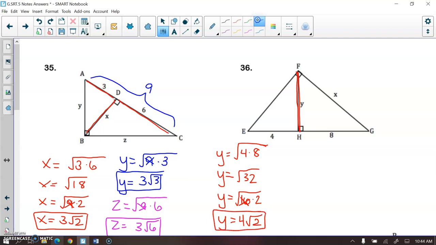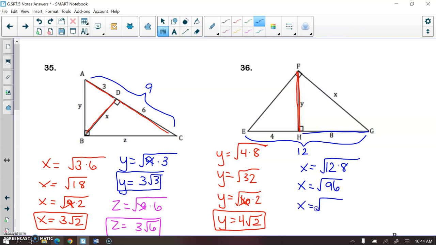All right. And then, now I'm going to find x. In order to find x, since it's a leg, I do need the whole hypotenuse, which is 8 plus 4, or 12. So I have x is equal to the square root of 12 times this part that it's adjacent to, which is 8. 12 times 8 is 96. The largest perfect square factor of 96 is 16. 16 times 6 equals 96. The square root of 16 is 4. The square root of 6 cannot be done. 4 root 6 is your value for x.